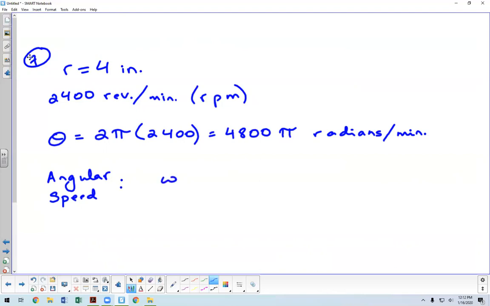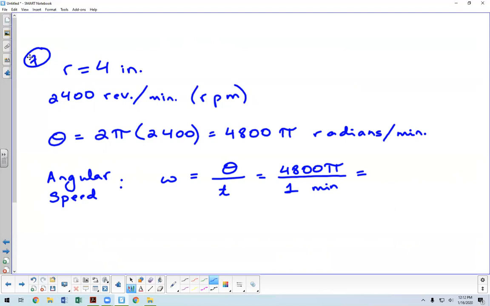So angular speed is the omega, right? Which is theta divided by t, right? So that's going to be our 4800 pi. And we are talking about time as 1 minute. So what does this guy come out to be?